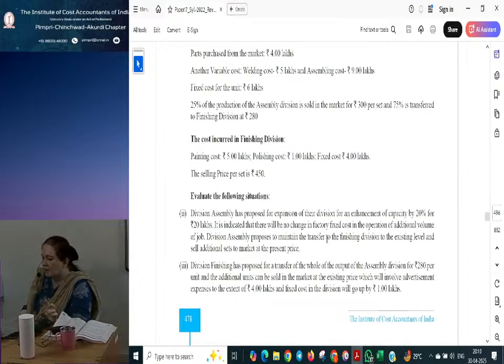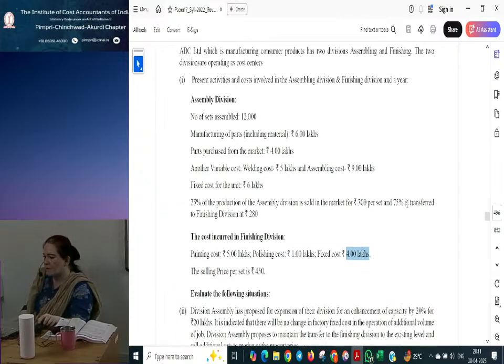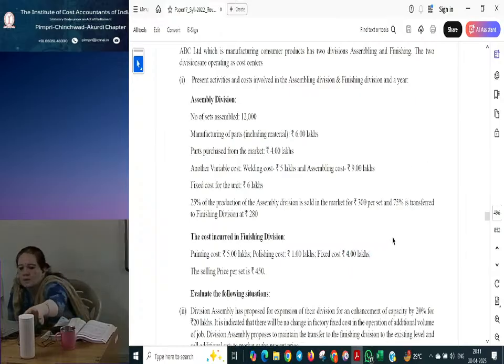Second situation: the finishing division has proposed a transfer of the whole output of the assembly division at rupees 280 per unit, and the additional units can be sold in the market at the existing price, which will involve advertisement expenses to the extent of 4 lakhs, and fixed cost in the division will go up by 1 lakh. So already it is 4 lakhs, plus 1 lakh, so totally it is going to become 5 lakhs. So these are all the situations and we have to evaluate. If you want, you can go through this problem once again and then we start solving. I'll give you 2 more minutes to go through it. Okay, just go through it.